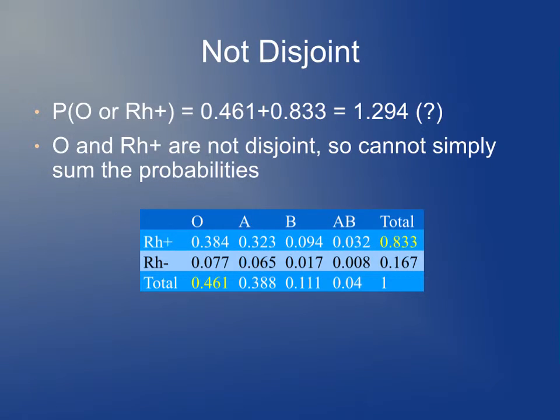If, say, we wanted to find the probability of being type O or Rh positive, if you just naively sum up the events, you get 1.294, which is obviously impossible. This is the mistake that the weatherman made. So, if two events are not disjoint, then you can't find the probability of event A or B by summing together the individual events. What do you do in that case? Well, I'll show you on the next slide.